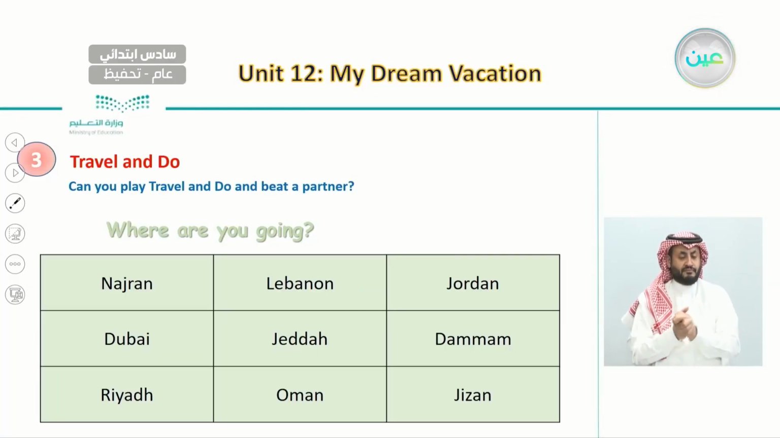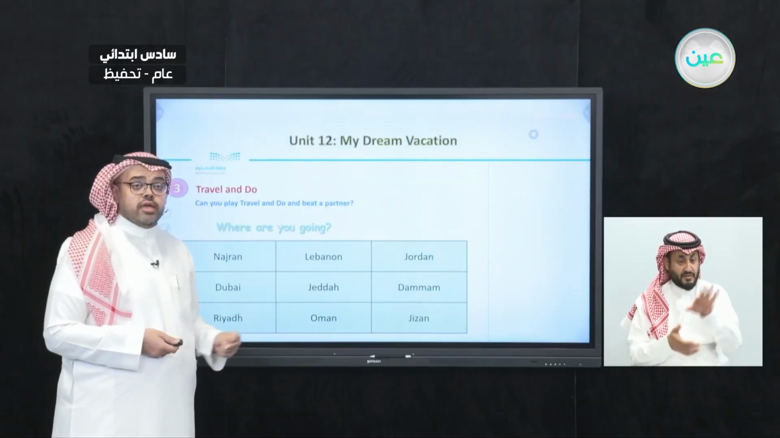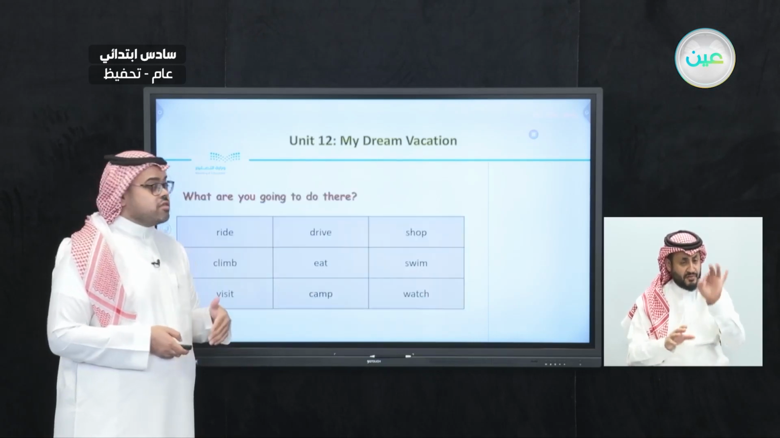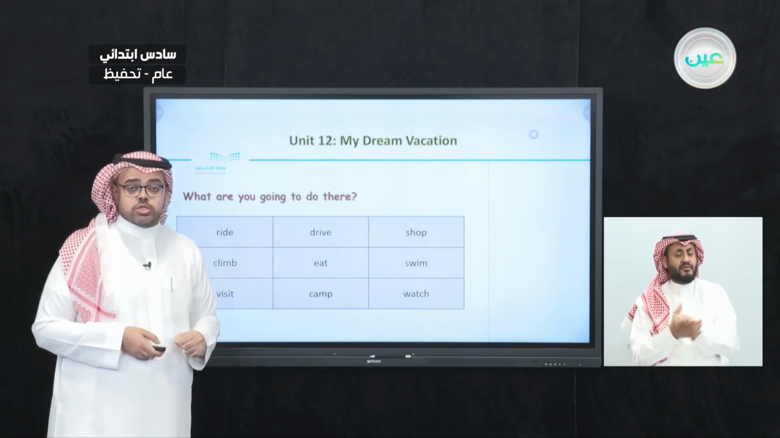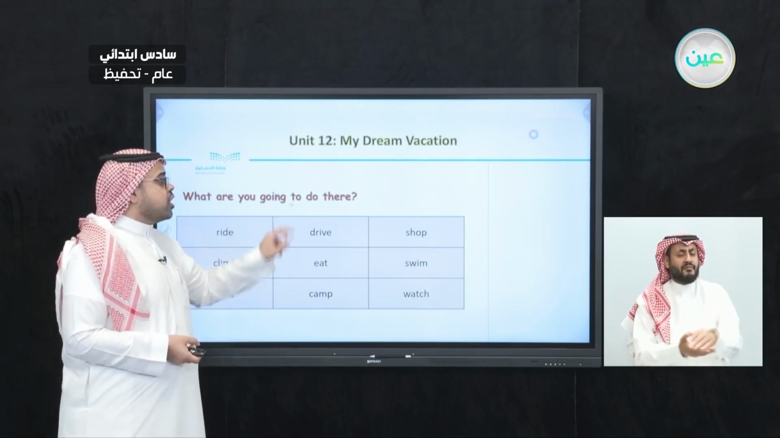And after this, we learned a game called Travel and Do, where you ask your partner two questions. The first one is about these different places, which are Najran, Dubai, Riyadh, Lebanon, Jeddah, Oman, Jordan, Dammam, and Jazan. Ask your partner, where are you going? Look at this table and tell me, where are you going? And here he or she will choose a place. After they choose a place, you will move on and ask them the second question, which is, what are you going to do there?